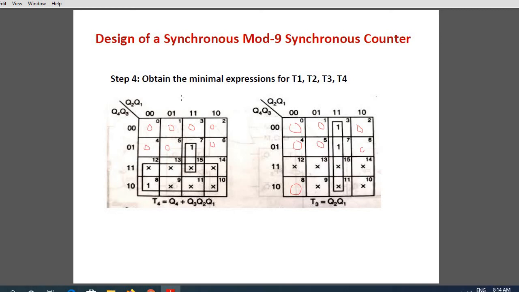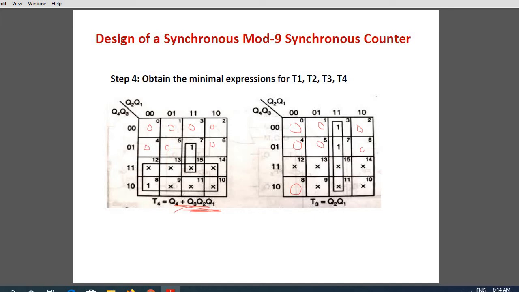Now, when you form the K-map for T4, you will get an expression like this. You have two groupings. One is a quad and one is a pair. You can write it this way. I hope you know how to do the grouping. Here, look at this pair.